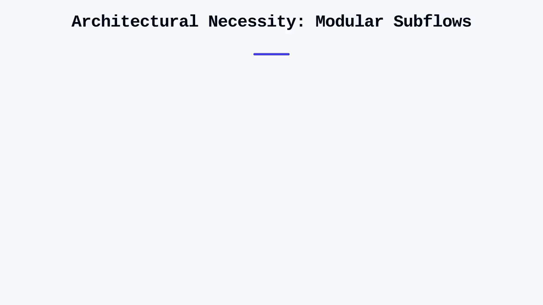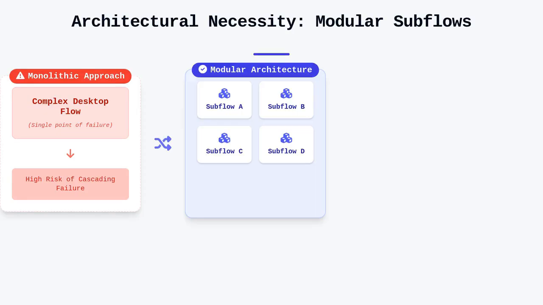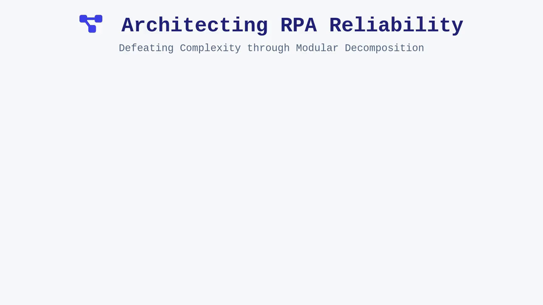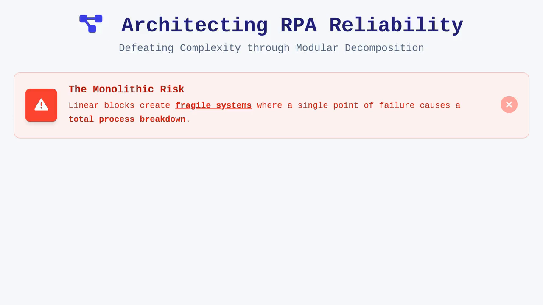Welcome back. In this session, we will examine the architectural necessity of breaking down complex desktop flows into modular subflows to achieve true system resiliency. Software engineering principles teach us that complexity is the enemy of reliability, and robotic process automation is no exception to this rule. When we treat a desktop flow as a single, linear block of actions, we inadvertently create a fragile system where a failure in one isolated component cascades into a total process breakdown.